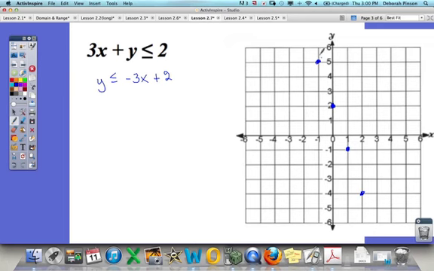Okay, now this time I'm going to use a solid line because it is equal to. This solid line just means this line's part of my answer. The dotted line means it's a boundary, it's not actually part of the answer.